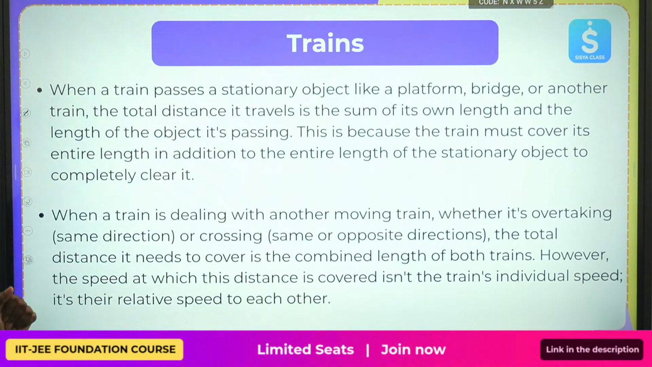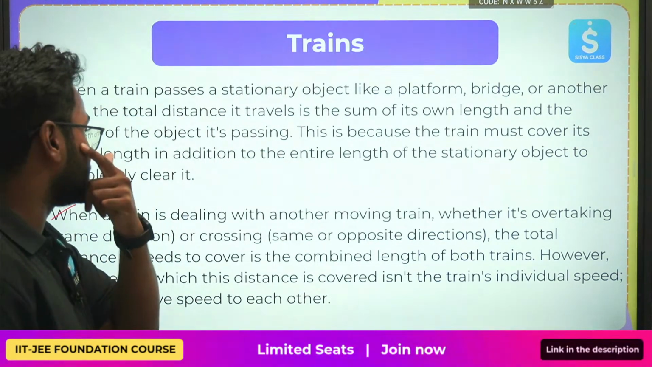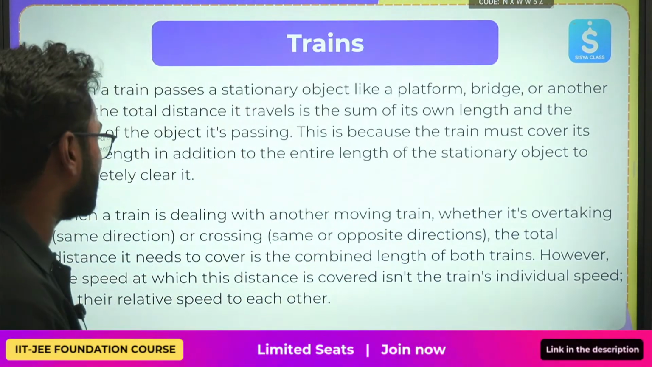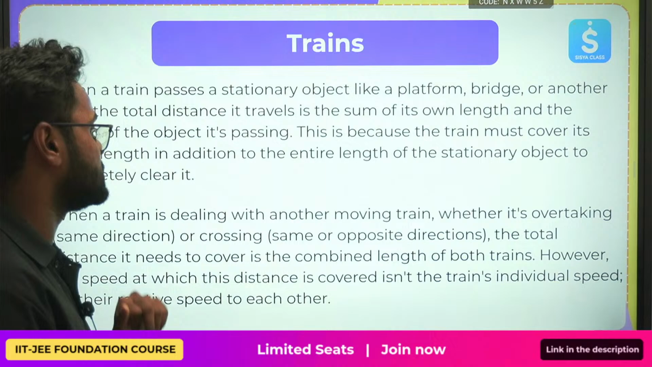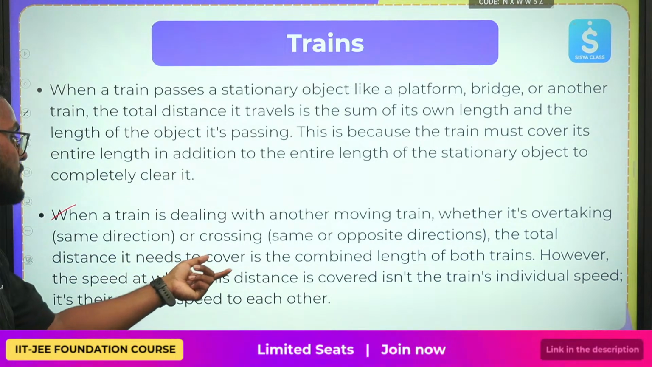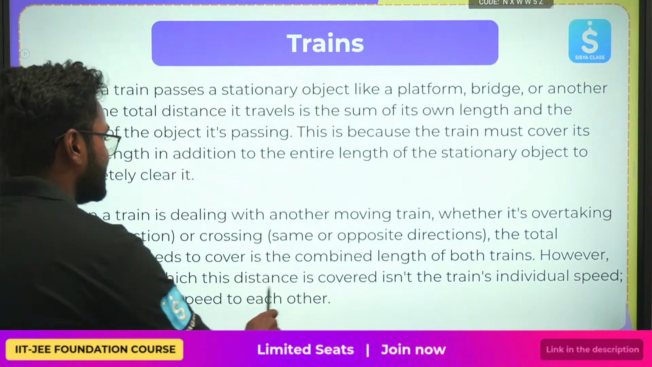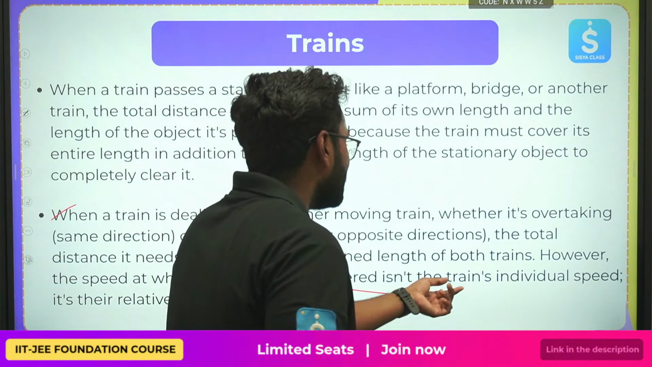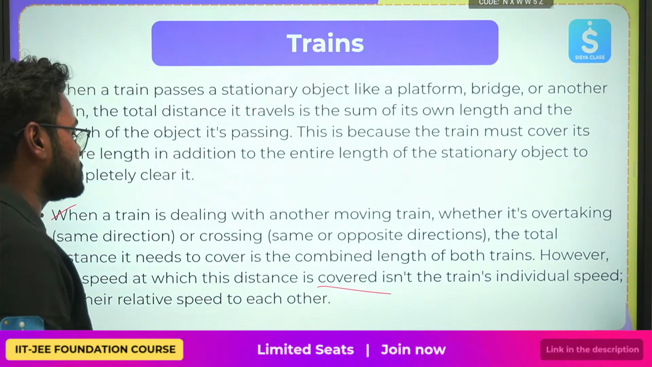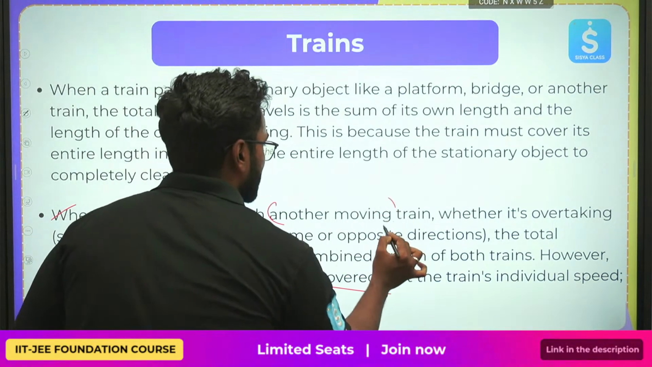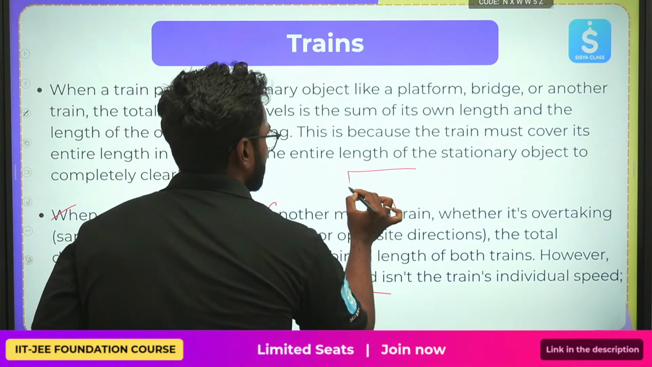Now coming to the second, when a train is dealing with another moving train, whether it's overtaking in the same direction or crossing in the same or opposite direction, the total distance it needs to cover is the combined length of both trains. However, the speed at which the distance is covered isn't the train's individual speed, it's their relative speed to each other. Let us check. So there is one more train involved, right?